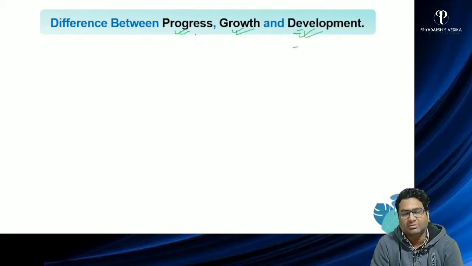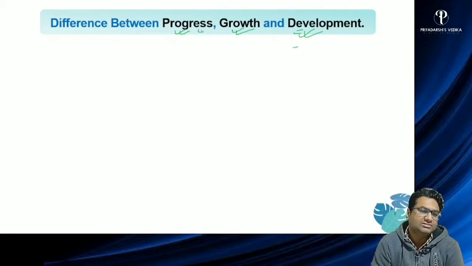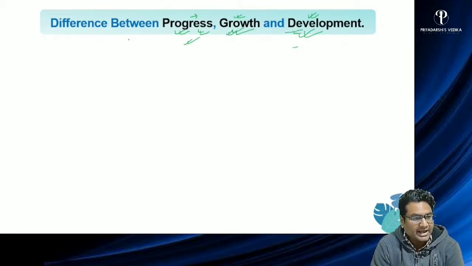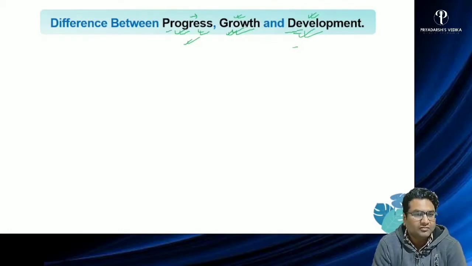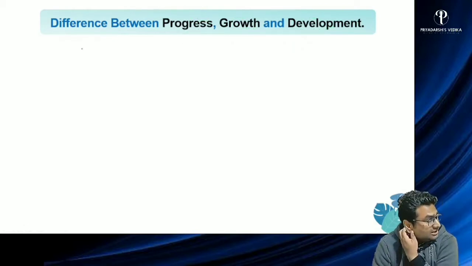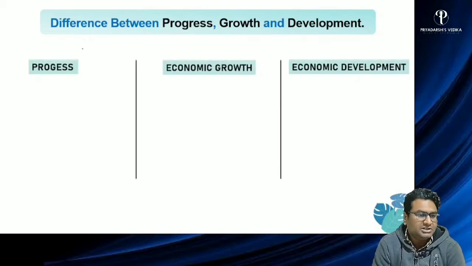If someone has growth, we say he is doing really good progress. If someone is doing progress, we say he has shown really great growth. And equally, at the same time we use development in the place of growth. So as an economics student we must understand what is progress, what is growth, and what is development, and how these are minutely different from each other. To understand that point we will study it comparatively.